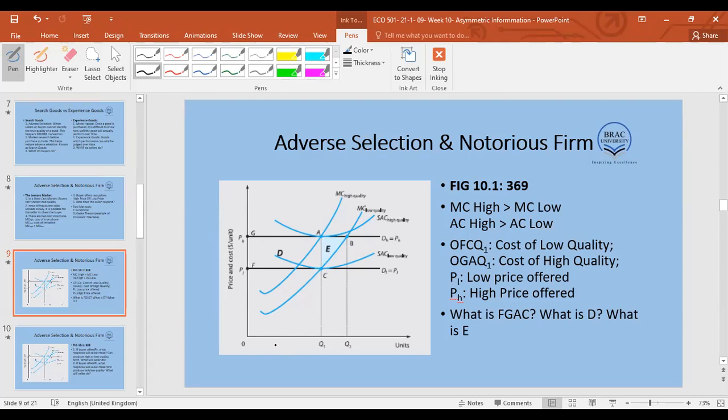Okay. So if I offer a high price, seller has two options. If he gives me the high quality product, seller just breaks even, right? This is the rectangle. Do you see? Seller just breaks even over here.